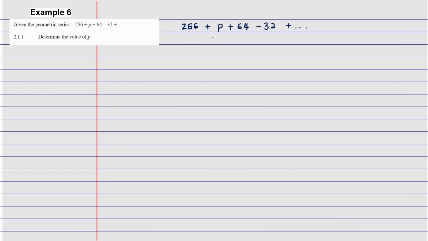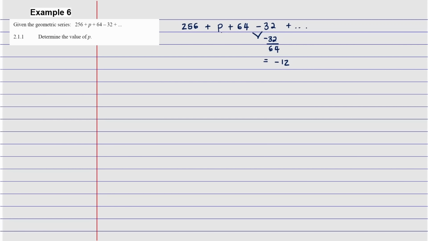So now what do we know? We know that we have a common ratio. So let's use that relationship. It's going to be 32 divided by 64, which is equal to negative 32 divided by 64. You're going to get your answer being negative a half, right?